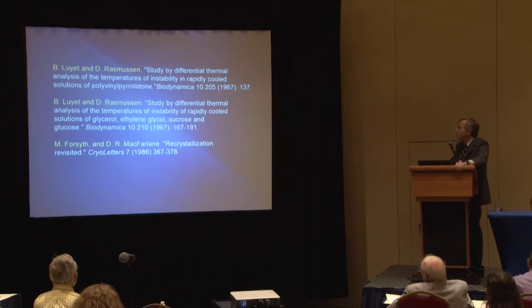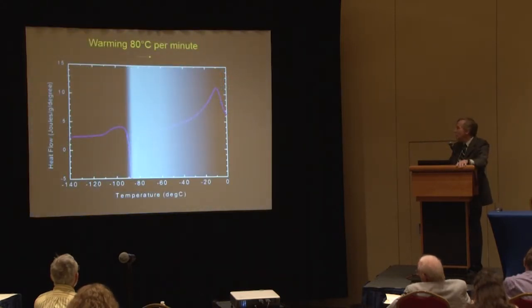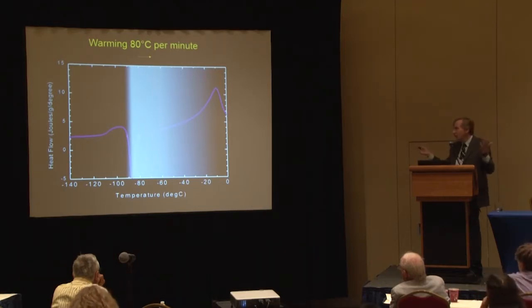There are clues in a few papers by, first of all, Luyet and Rasmussen back in 1967, and then Forsyth and MacFarlane in 1986. And I learned last night that Austin Angell was doing similar work in 1968. And what these workers found is that at certain concentration ranges, the devitrification event was coincident with the solution becoming optically opaque, which is exactly what you'd expect. If a solution freezes, you expect to see ice in it.